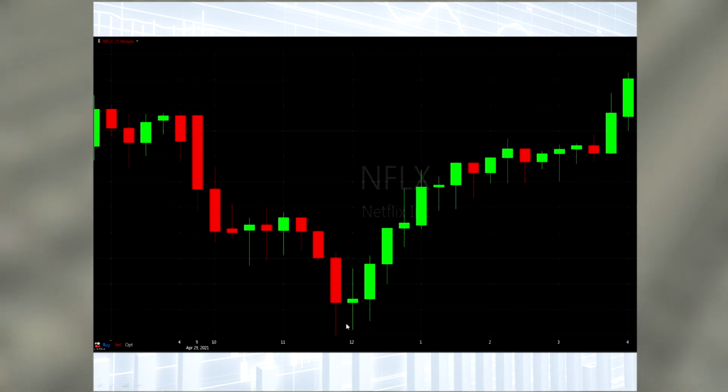As you can see, there is a small body, but like I said, it's never 100% sure. If it looks like a doji, it probably is a doji.